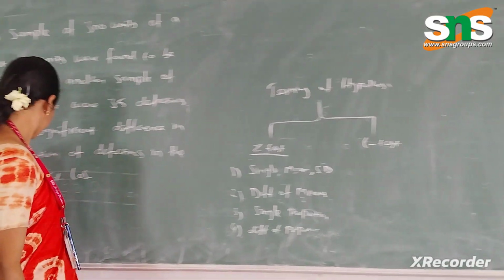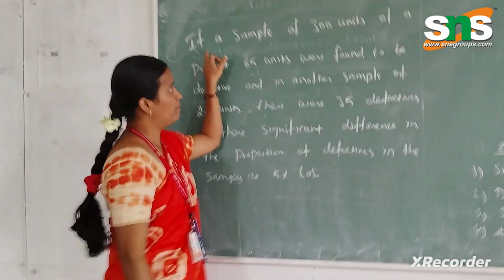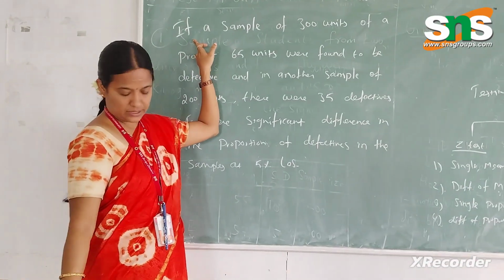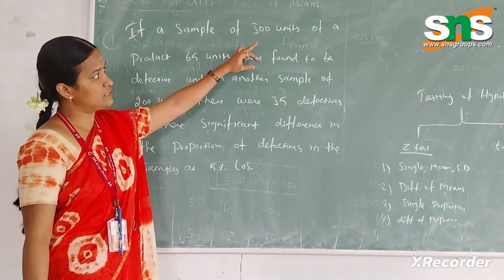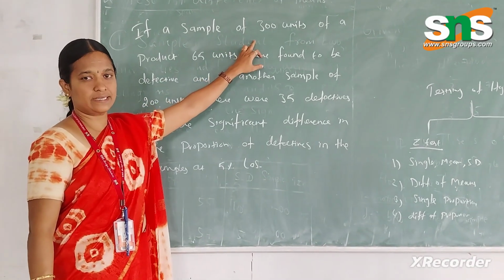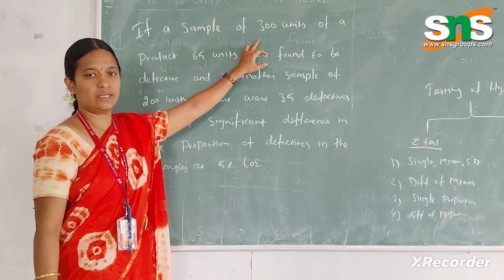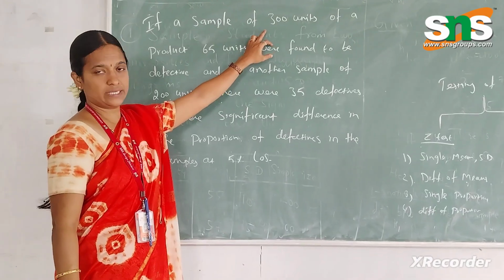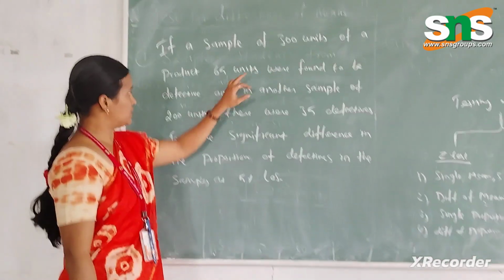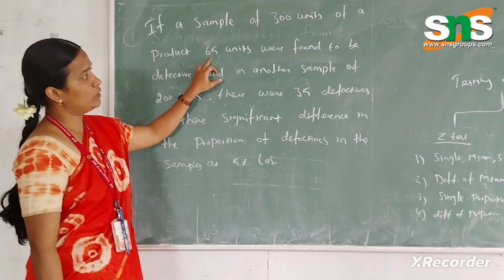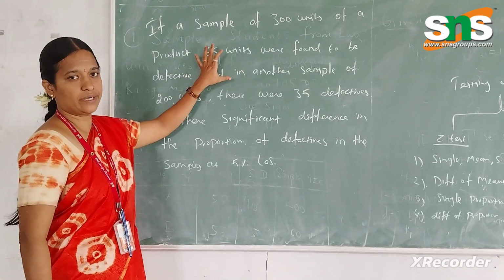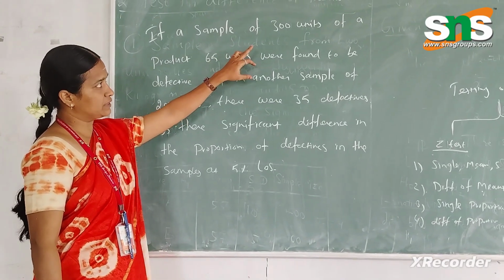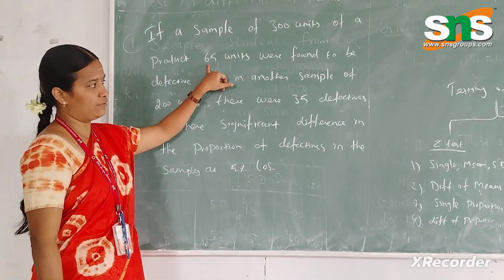Look at the problem. A sample of 300 units. So 300 is the sample size, and since the n value is greater than 30, this is automatically a z-test. Of the 300 units of a product, 65 units are found to be defective. This is automatically a probability case: out of 300 units, 65 are defective.